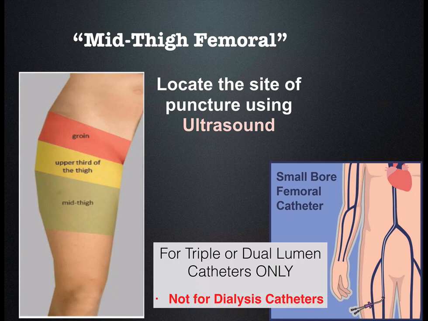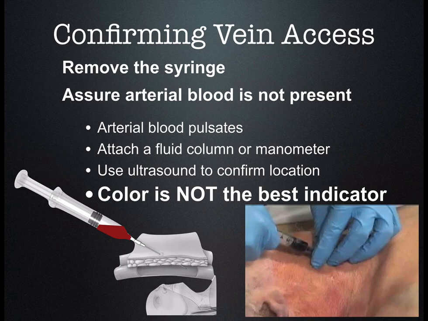Do remember, though, that the lumen diameter of the vessel becomes smaller as you come down the leg. And so you should only use this for small bore catheters. Again, for triple and dual lumen catheters, this is a fine technique. For dialysis catheters, you would not come this far down the leg. You need a big bore for that.